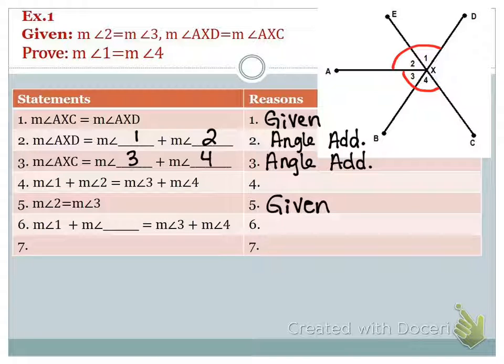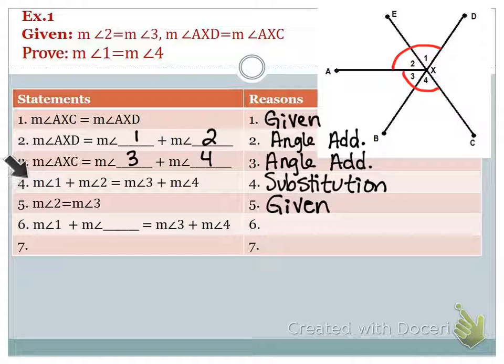All right, so the next statement they give us, the measure of angle 1 plus the measure of angle 2 is equal to the measure of angle 3 plus the measure of angle 4. Substitution is the best option here. On that one, we took statement 1 and we substituted in for both AXD and AXC. So we used steps 1, 2, and 3 to make that substitution. All right, step 5 we already talked about, so we'll go to step 6.